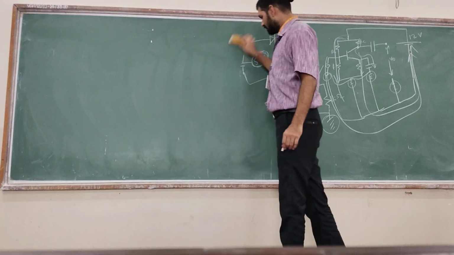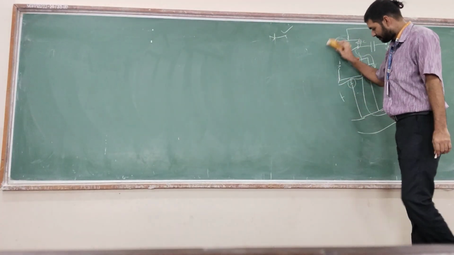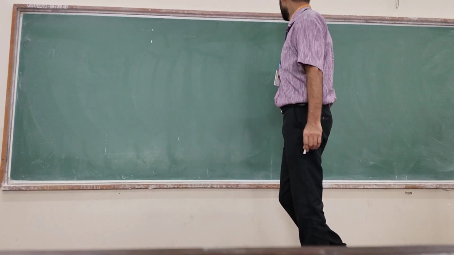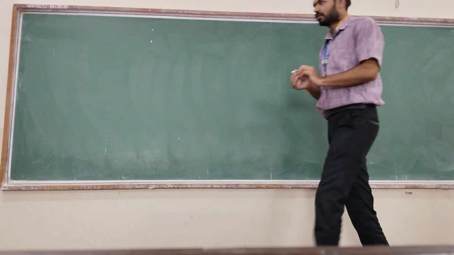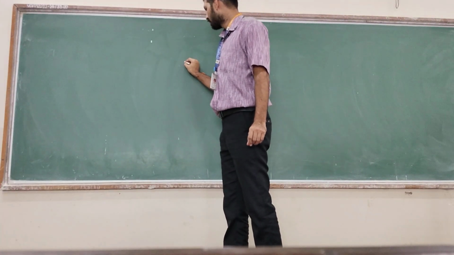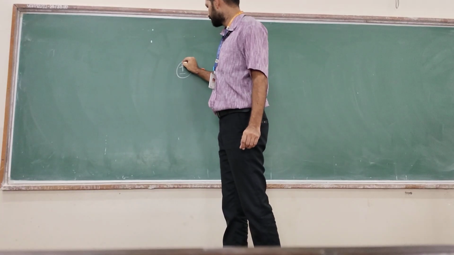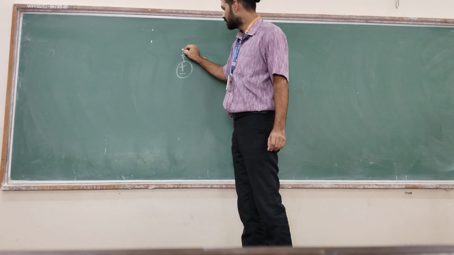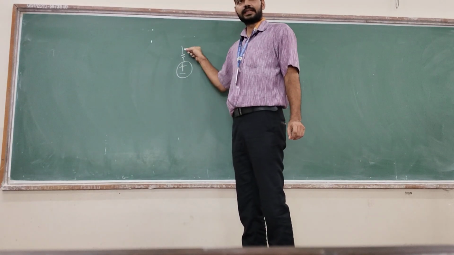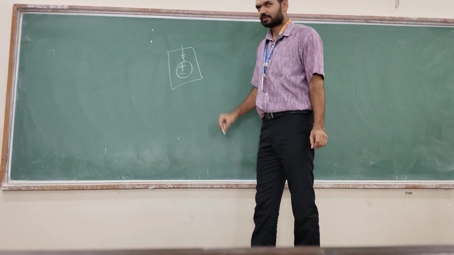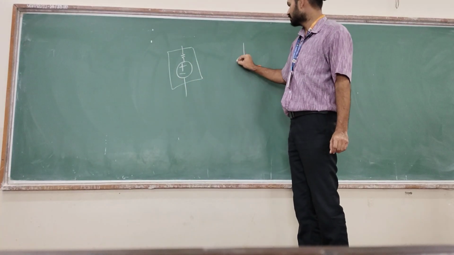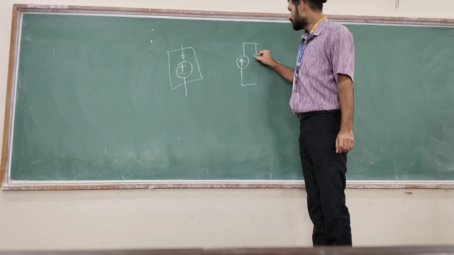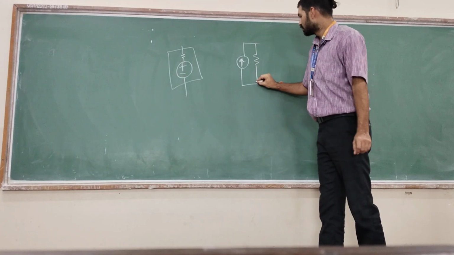So next we will see, I hope you know voltage source. Okay, so this is voltage source. Voltage source has a series resistance in it. It is inbuilt. So this is voltage source. And current source. Current source also has resistance, which is parallel. So say this is current source.